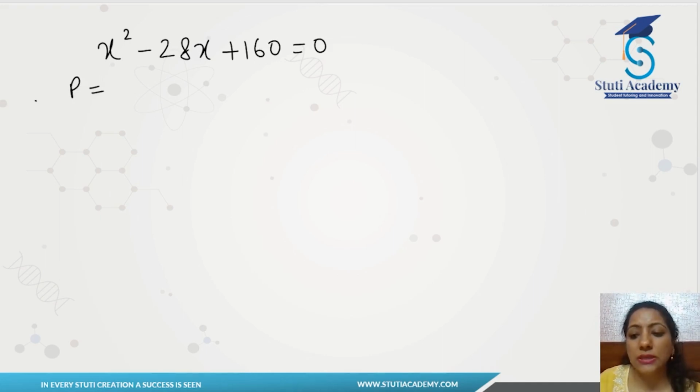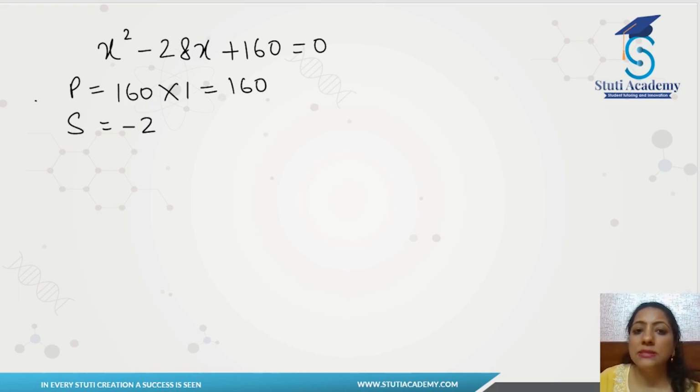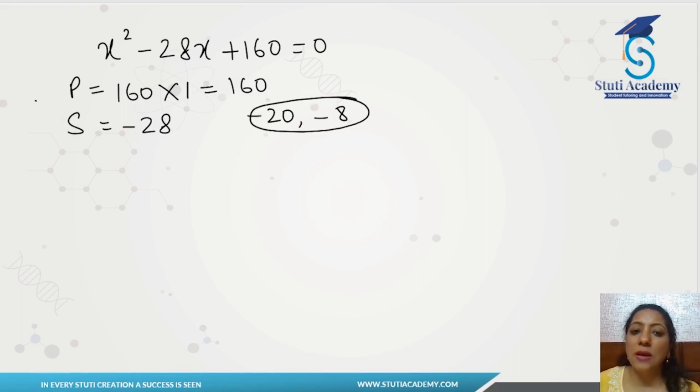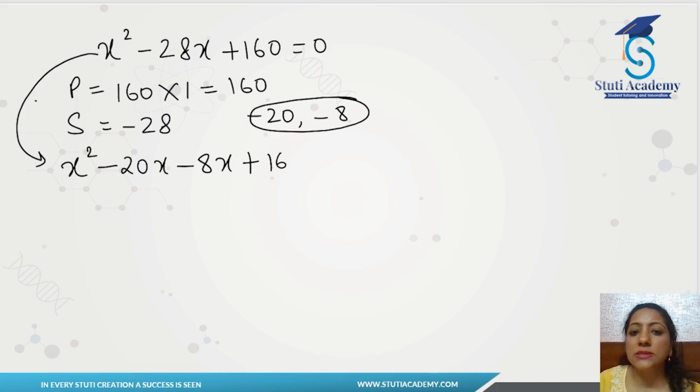160, that's the constant, multiplied by the coefficient here, that's 1. 160 into 1, that is 160 itself. And we want the sum as minus 28. So if we take minus 20 and minus 8, that is going to give us the sum minus 28 and will give us the product 160. So this can be written as x square minus 20x minus 8x plus 160 equal to 0.